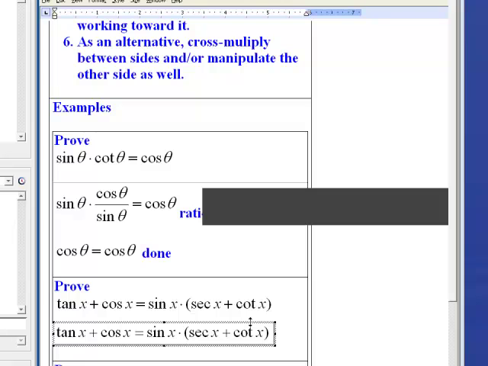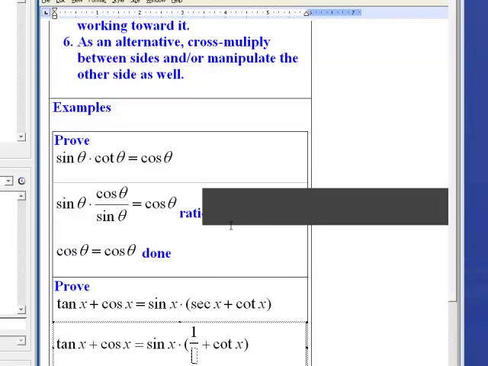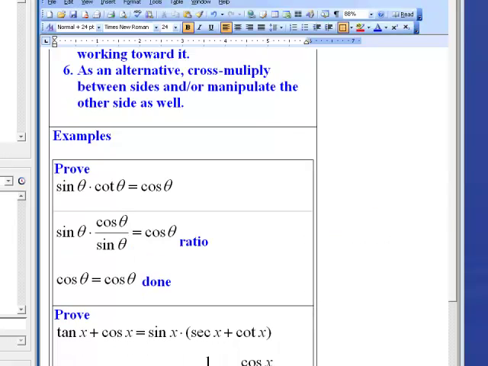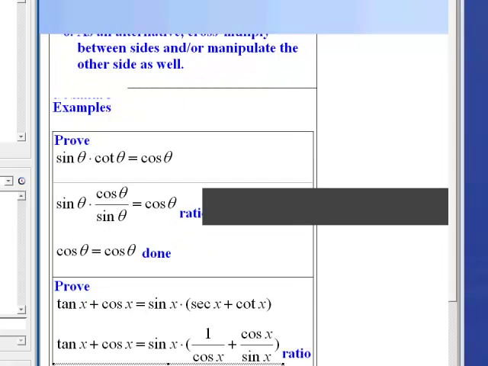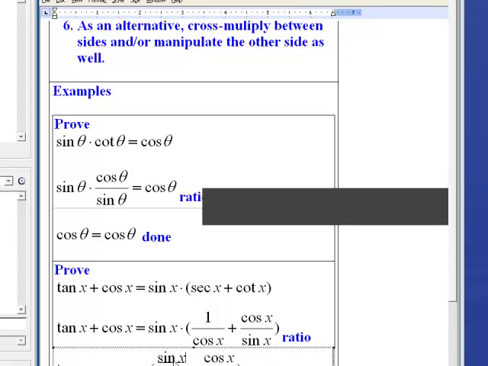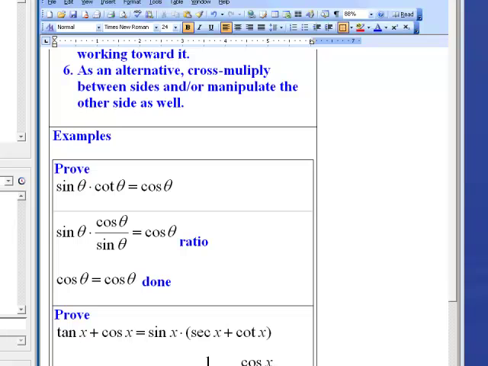What I'm going to do on the right-hand side is multiply the sine inside. So I'm going to look at the ratio identities here. The secant x is the same as 1 over cosine x, and the cotangent is the same as cosine x over sine x. So what I did now was use the ratio identities. And now I multiply the sine to the inside. There it is, and here it is. Then I don't need the parentheses anymore. So what did I just do? I distributed it.